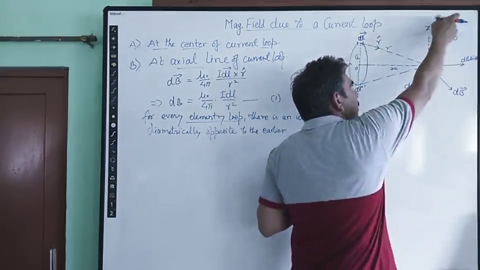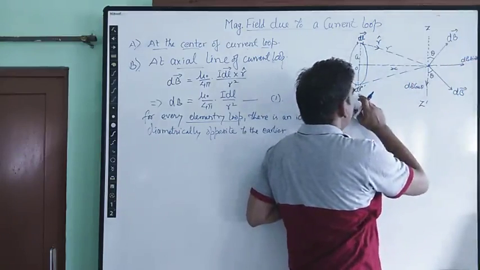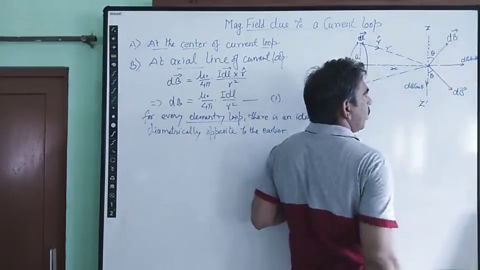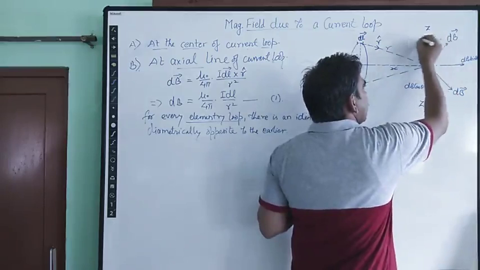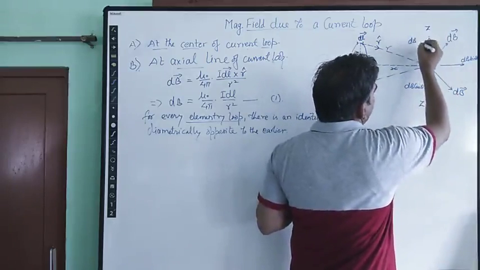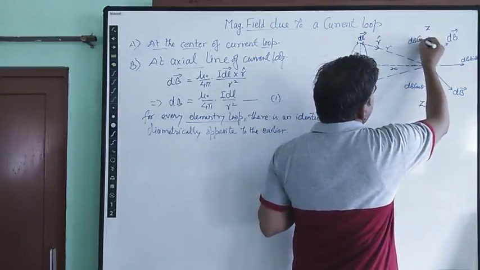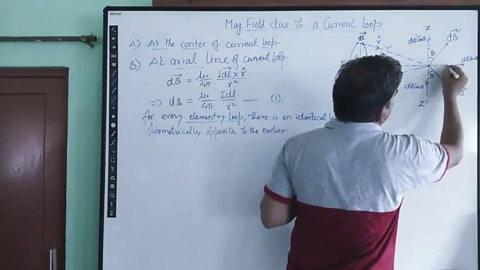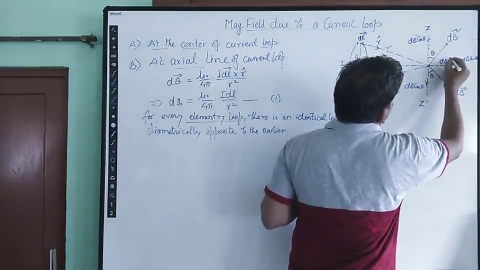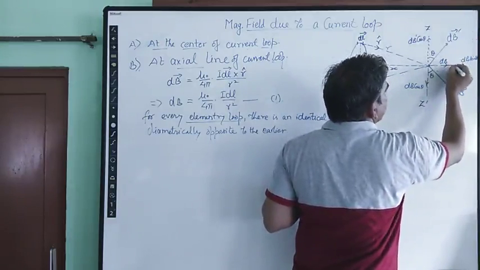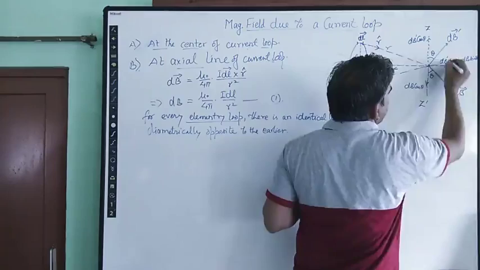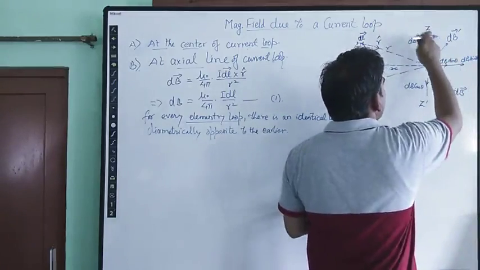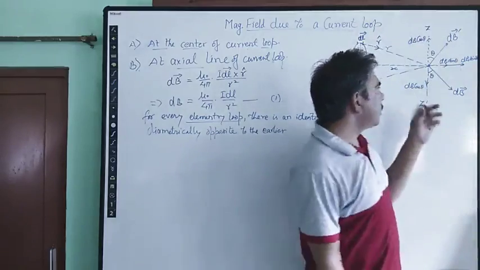Similarly, the magnetic field due to the diametrically opposite length element will also be resolved into two components. Along the vertical it gives dB dash cos theta, and along the horizontal it is dB dash sin theta. Because the magnitudes are the same, they are equal, so there is no need to write dash here, just to differentiate.